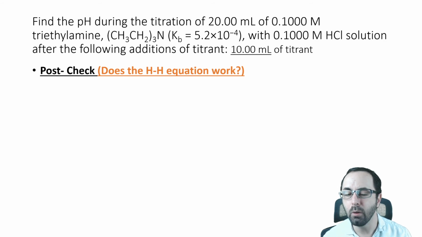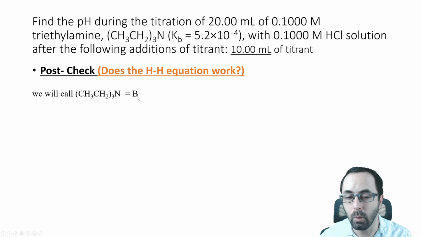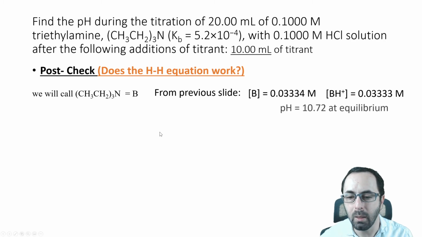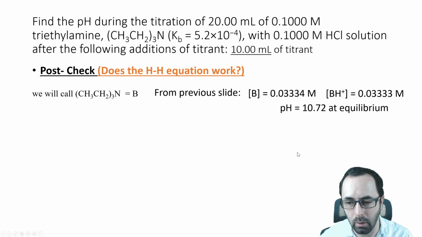What we'd like to do is check, based on the pH that we determined, would X have been too big for us to use the Henderson-Hasselbalch equation? So we can go backwards, and based on the pH we found, figure out what X would have been, and determine whether X was too big compared to the initial concentration. We're calling the weak base B here, and the pH was 10.72 at equilibrium.